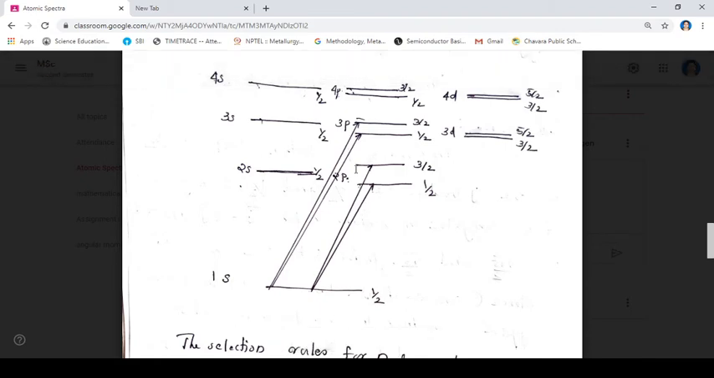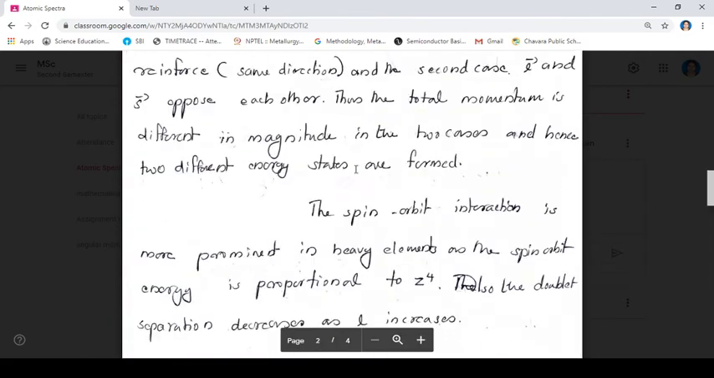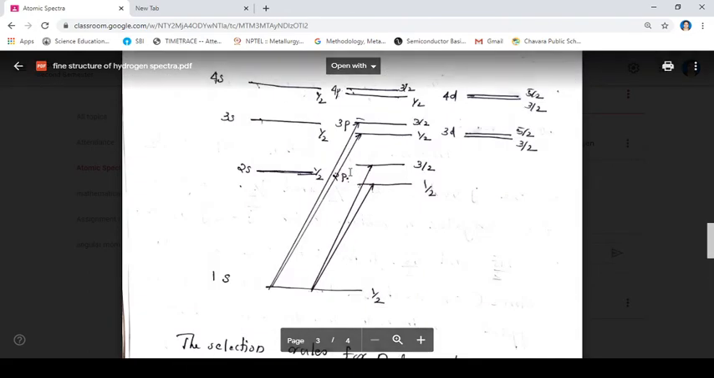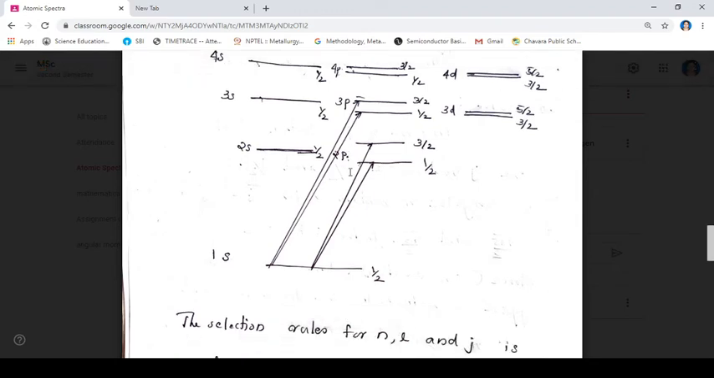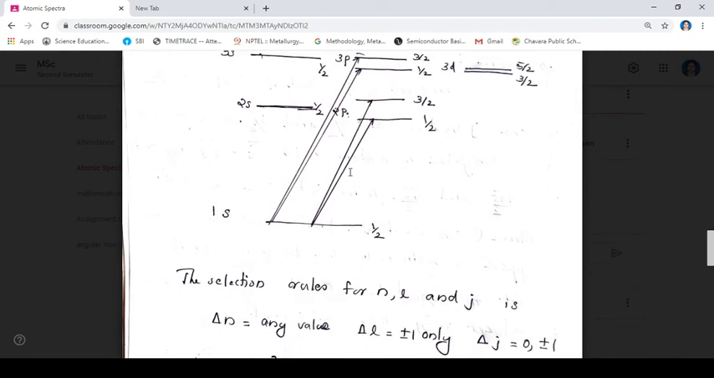Now for the spectral transition, the spectral transition is based on the selection rule. In the previous class we have seen the selection rule as delta n can have any value, delta L is plus or minus 1 only. Now we have to include the selection rule for j also, that is delta j is equal to 0 or plus or minus 1. That is the selection rule. Quantum mechanically, this indicates the possible transitions between various states.